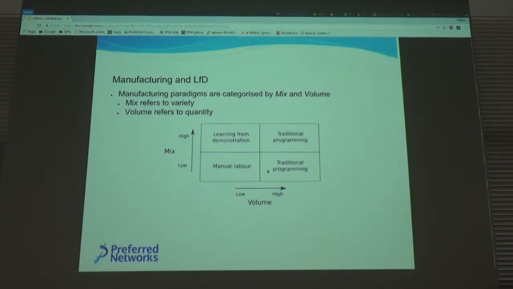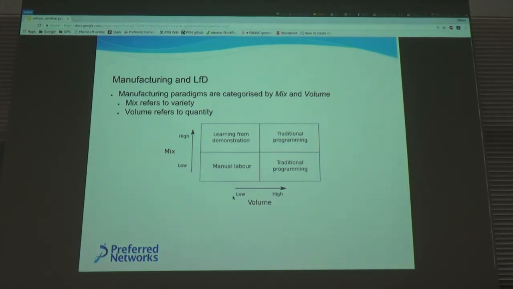On the other end of the volume spectrum, we have manual labor in low mix, low volume. So think about luxury items such as luxury bags or designer clothes or watches. These are usually very exclusive items and not that many people buy them, so they're also produced at very low quantities. So usually it's not even worth considering automation for this segment.